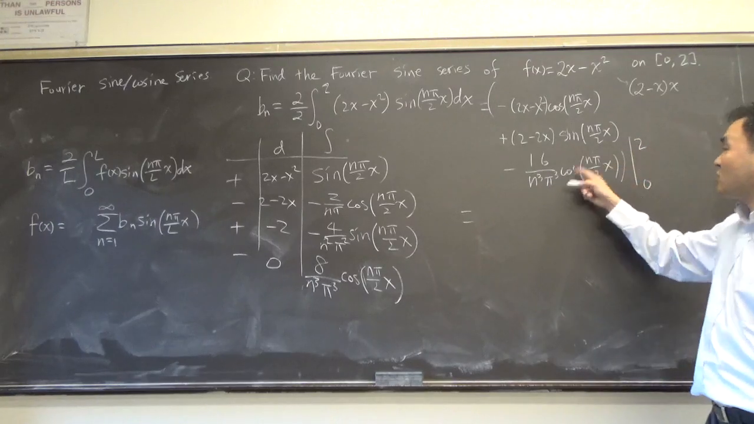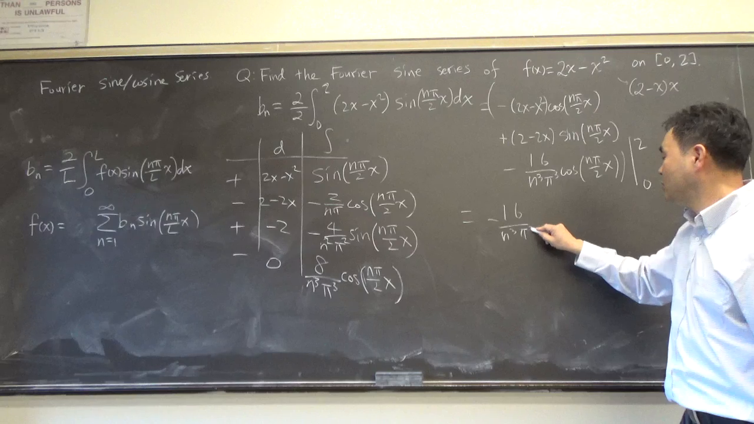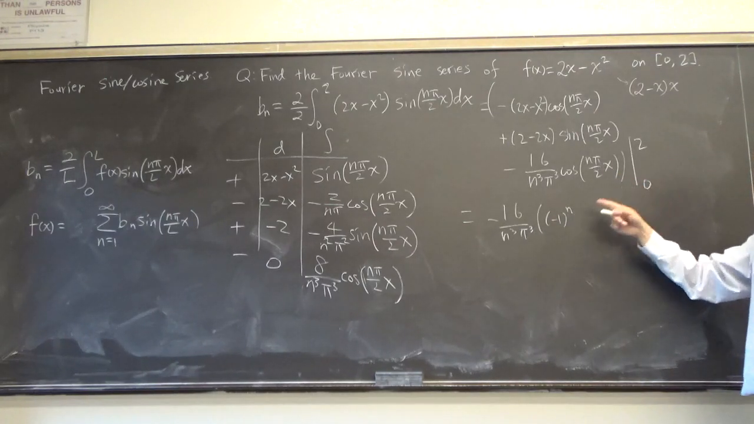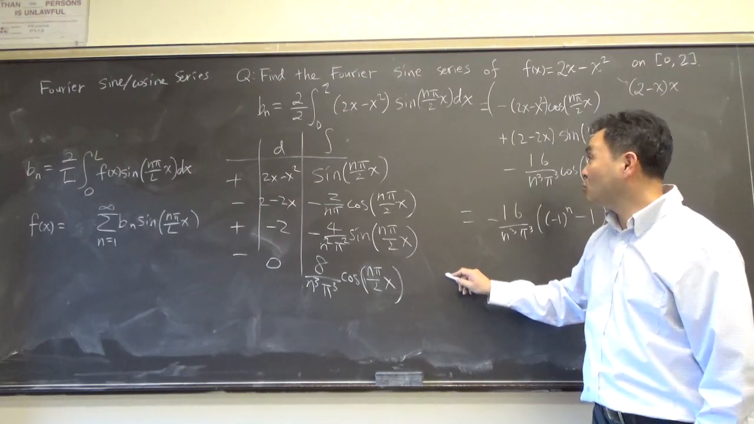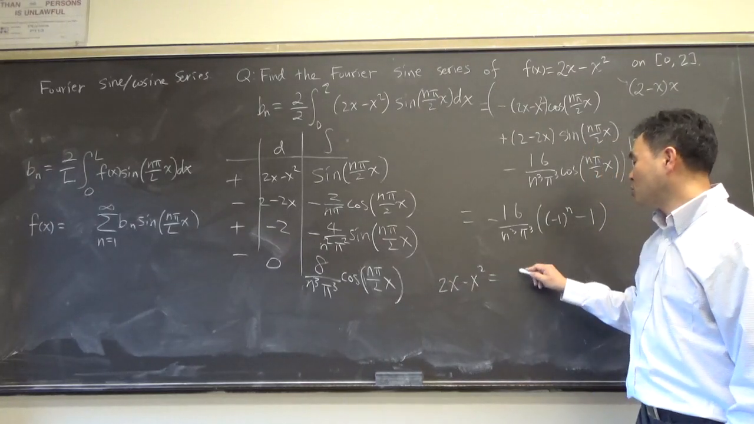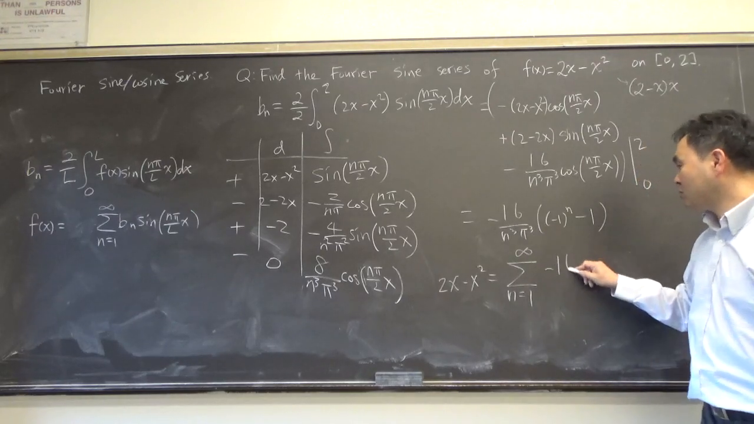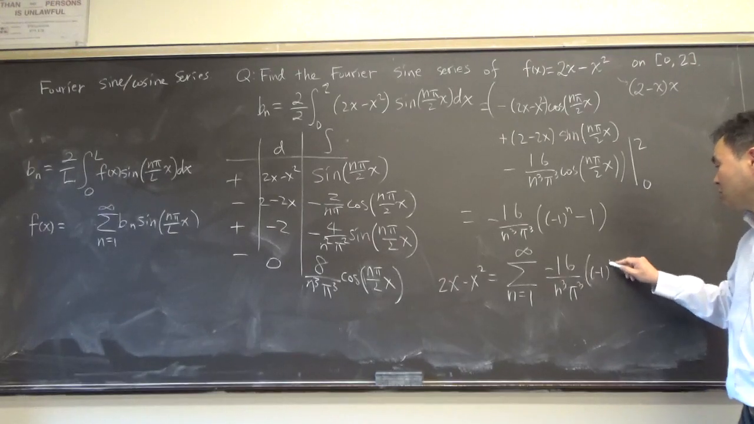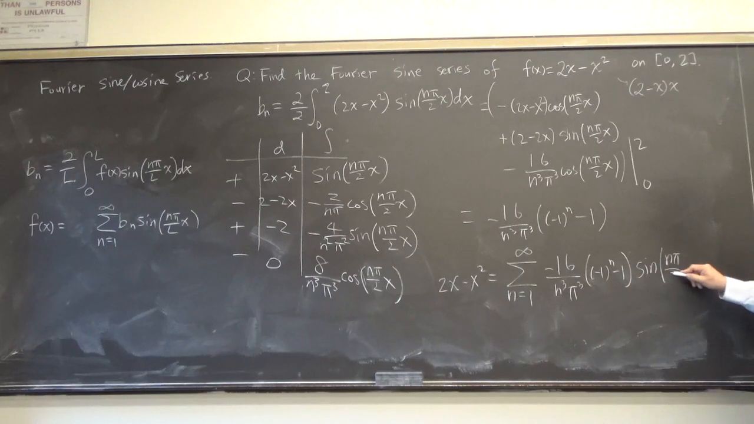And when you plug in 2, that's cosine n pi. We know that cosine n pi gives you negative 1 to the nth power. And when you plug in 0, it's 1, so you subtract 1. So that's your Bn, and therefore we see that 2x minus x squared can be represented as the sum from 1 through infinity of negative 16 over n cubed pi cubed, (negative 1 to the nth power minus 1), times sine(n pi over 2 x).